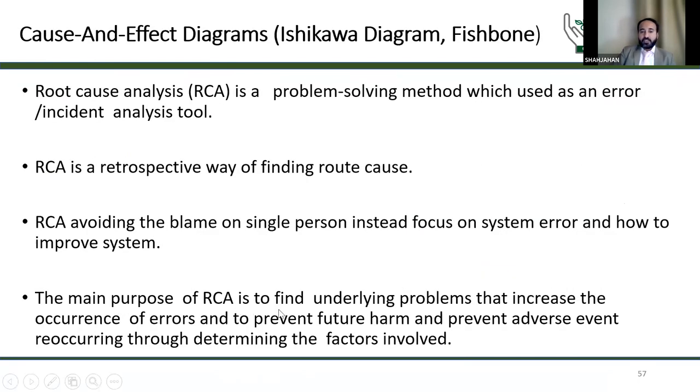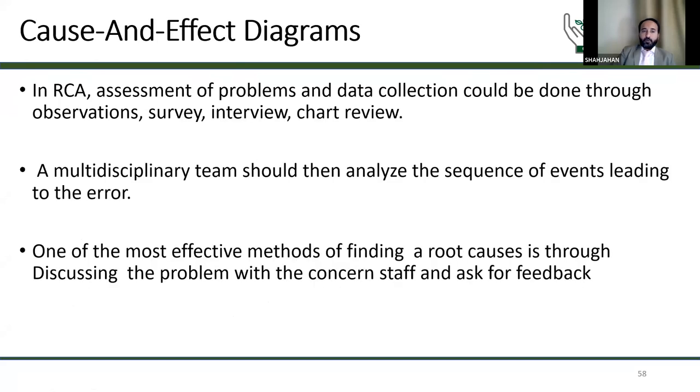The main purpose of RCA is to find the underlying problem that increases the occurrence of error, and to prevent future harm and prevent adverse events recurring through determining the factors involved. For root cause analysis, assessment of problems and data collection could be done through observation, survey, interview, or chart review. How will you collect the data? You will call a meeting and start asking why this problem happened. Everybody will give you input, like brainstorming. They will give you different types of problems: this happened because of the man, because of the machine problem, because of the policy problem, because of the process. So this means we need a multidisciplinary team to make this fishbone diagram.